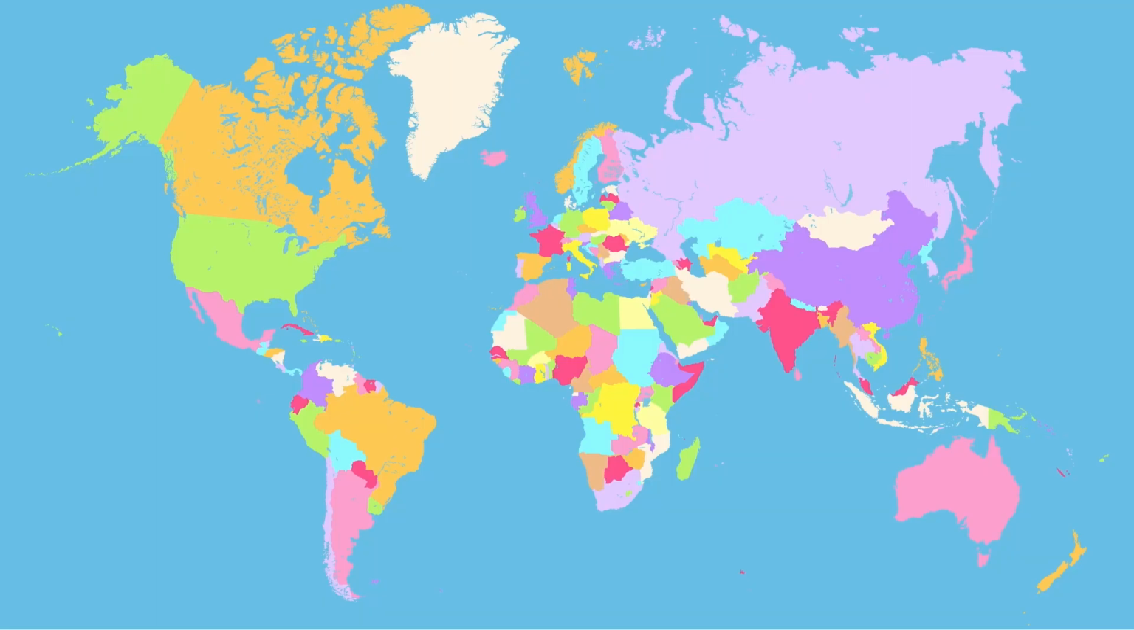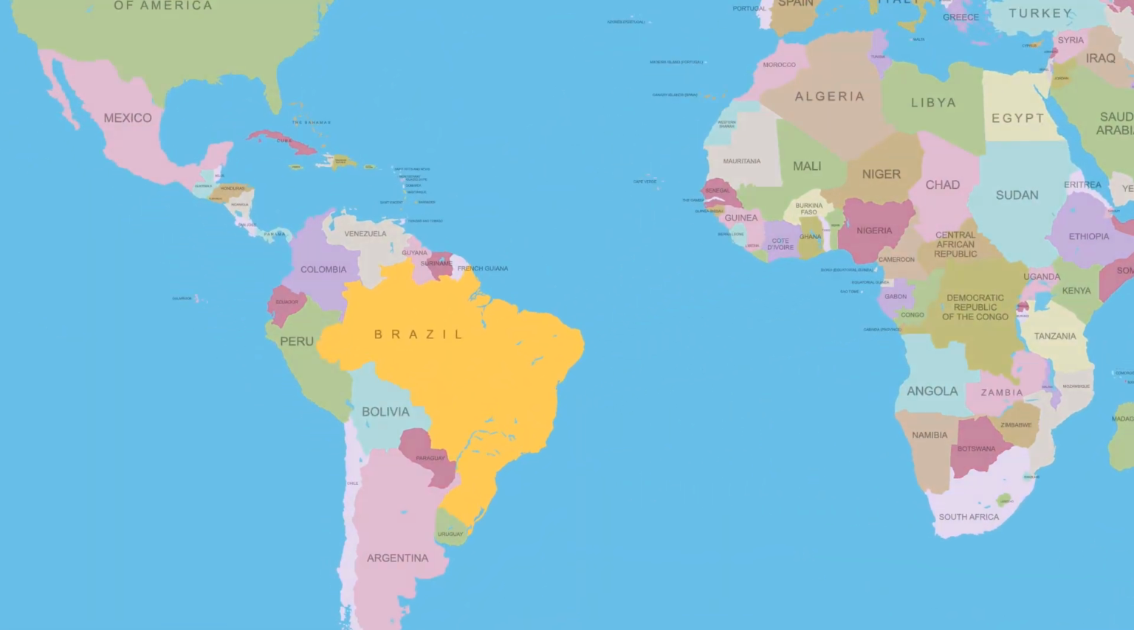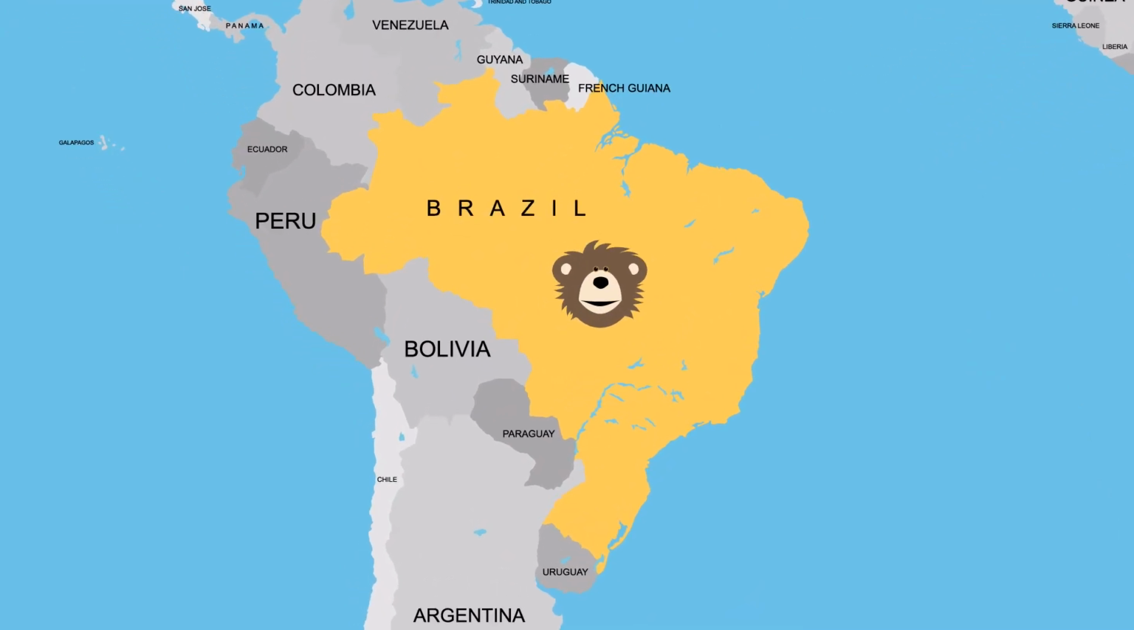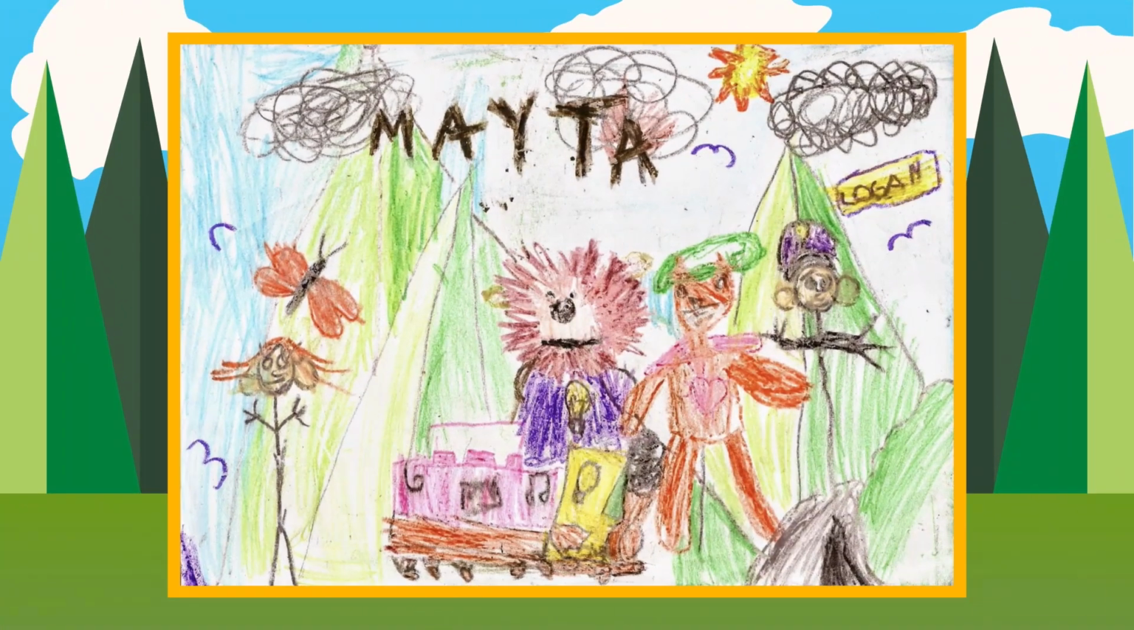This is a map of the world. The colorful shapes on this map represent all the different places we live on our planet. The first piece of art we're going to share today was sent to us by a family who lives in Brazil. An awesome kid named Logan made this Mayta art.